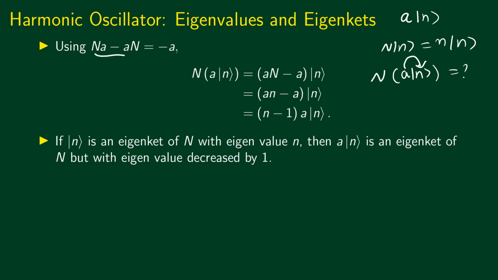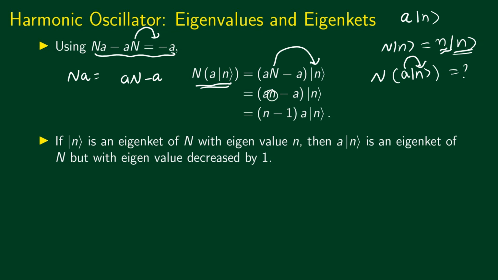We can now use the commutation relation na minus an equals minus a, or we can write na is equal to an minus a. You just take this to the other side of the equation. So we write n acting on a ket n is equal to an minus a acting on ket n. But we already know that n acting on ket n is equal to the eigenvalue n multiplied by ket n. We can use this eigenvalue equation and we get a multiplied by the eigenvalue n minus a acting on ket n.